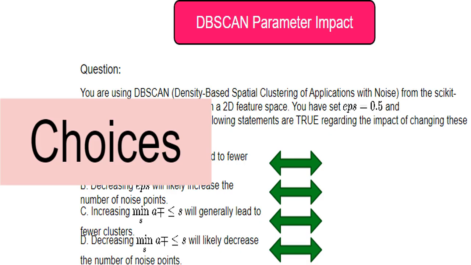I'm analyzing the possible effects of changing the DBSCAN parameters, EPS and MINSAMPLES, on the number of clusters and noise points. I'll determine which statements accurately describe these effects. Remember, DBSCAN stands for Density-Based Spatial Clustering of Applications with Noise. It's a clustering algorithm that groups together data points that are close to each other based on density. I am looking at how changes to the radius, EPS, and the minimum number of points to form a cluster, MINSAMPLES, influence the results. Let's dive in.